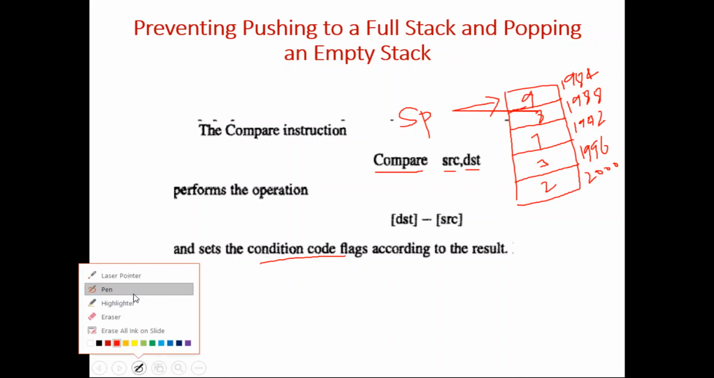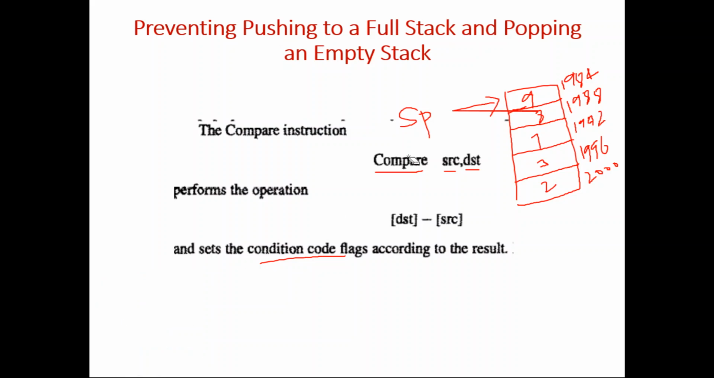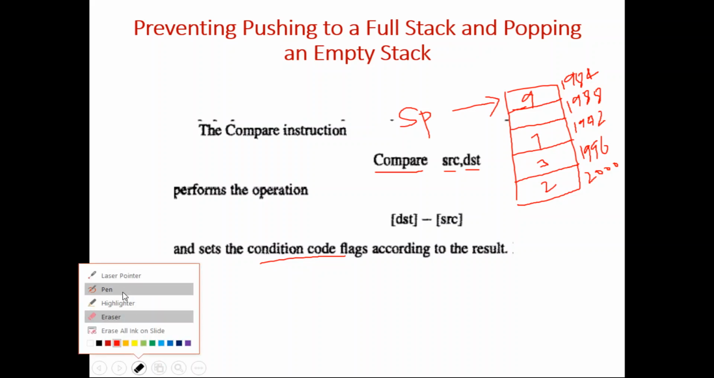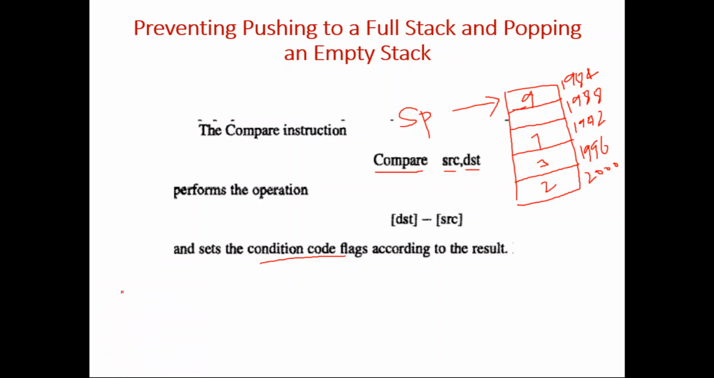So using compare, how can we check whether the stack is full or not? We know the topmost address of the stack is 1984. You have to check whether that address is in SP or not. For that you have to write compare source comma destination. Let us say the source is SP. Compare SP comma 1984, where the destination address is 1984.